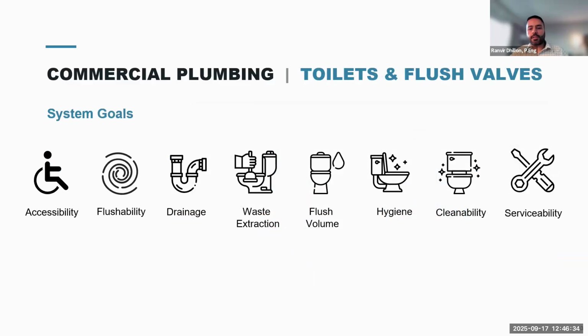So let's talk about toilets and flush valves. There's a reason that commercial bathrooms don't need to have plungers available in every stall. It's because when the correct flushing and toilet system is selected, there's little concern that the bowl won't be cleared. But to ensure this, the toilet and flush valve need to be thought of as a system. Let's face it, there's nothing worse than needing to use a water closet only to have it not working. So what do we think the goals of the system are? Accessibility, flushability, drain line waste transport, waste extraction, flush volume, hygiene to reduce toilet bowl plume, cleanability, and serviceability.